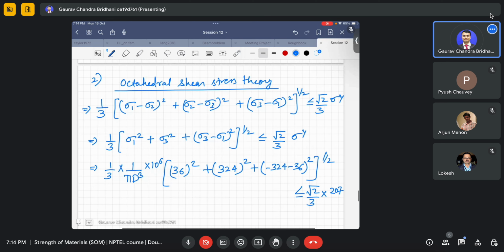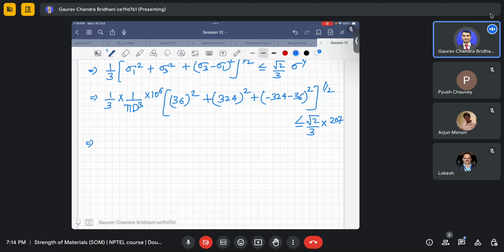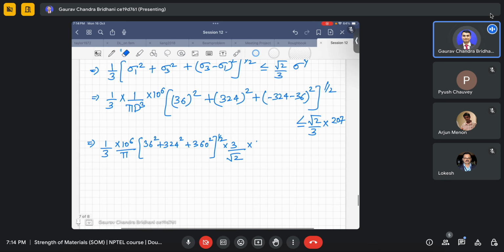So 1 by 3 into 10 power 6 divided by pi, and this value will be here: 36 square plus 324 square, and this will be simply 360 square, to the power 1 by 2. Then this 3 will be multiplied here, root 2 will be here, and 207 will be in the denominator. 207 multiplied by 207, correct, and this should be greater than or equal to d cube.